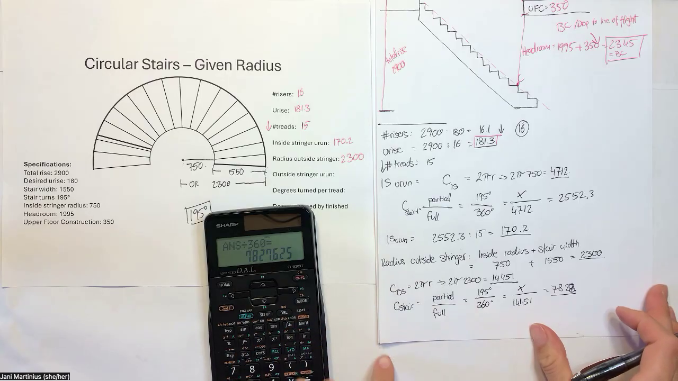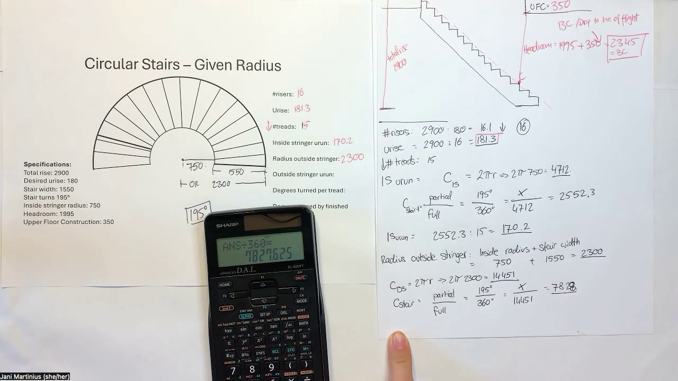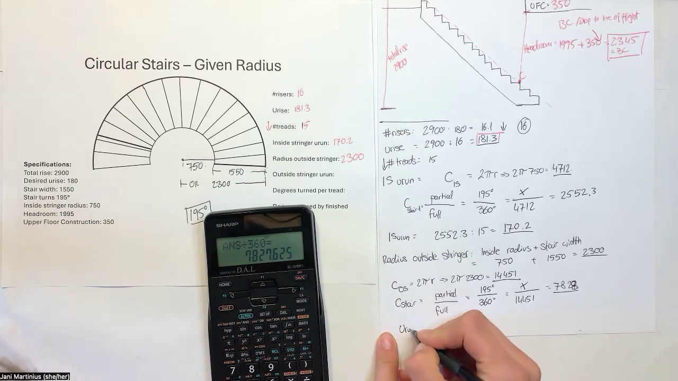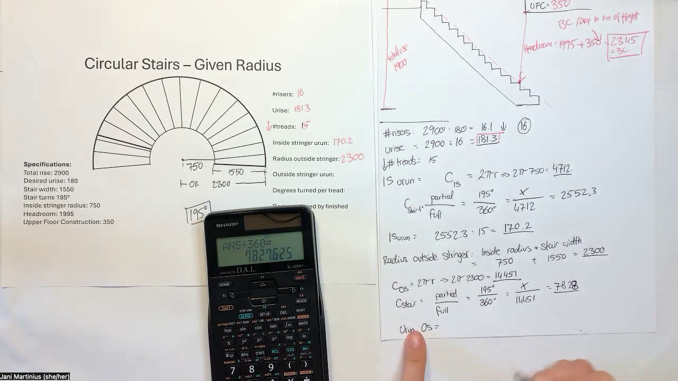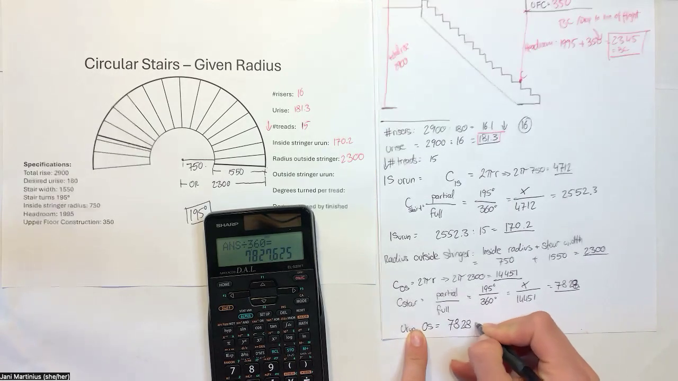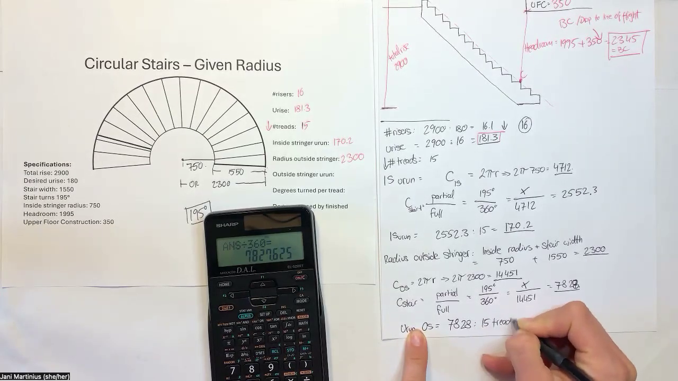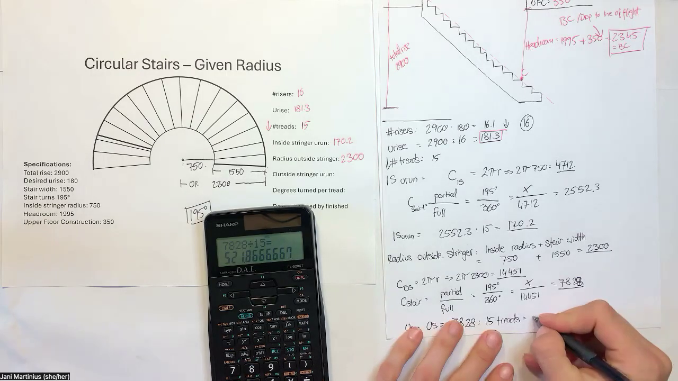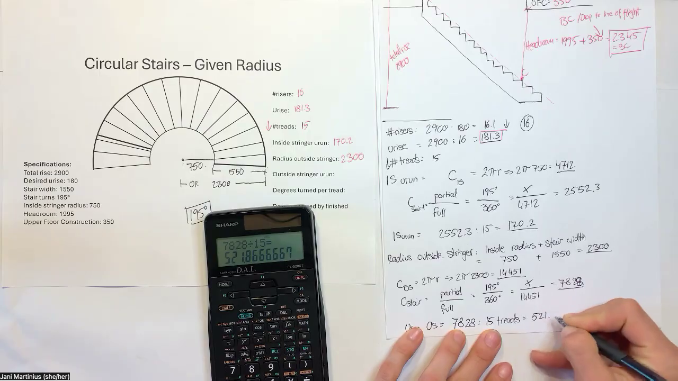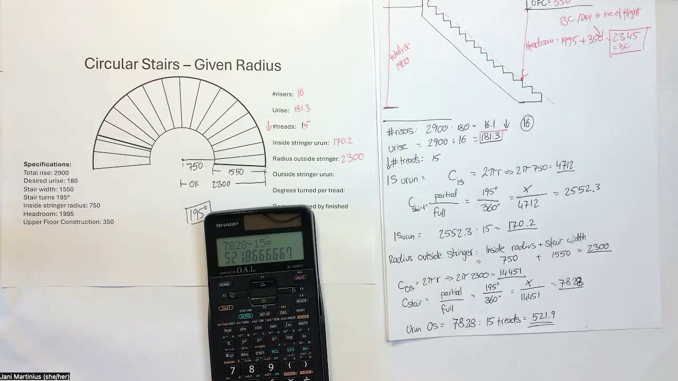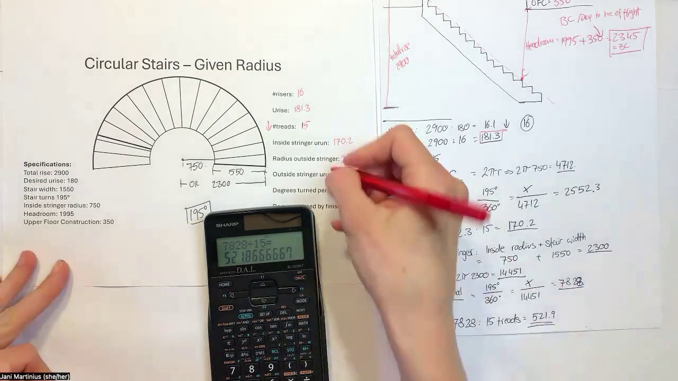Now, can we figure out how long each tread is on the outside, the unit run? Yes, we can. So unit run outside stringer. We have the length that we just figured out, 7,828 divided by our 15 treads. 7,828 divided by 15 gives us 521.9. That's the unit run on the outside stringer. Pop that in here.